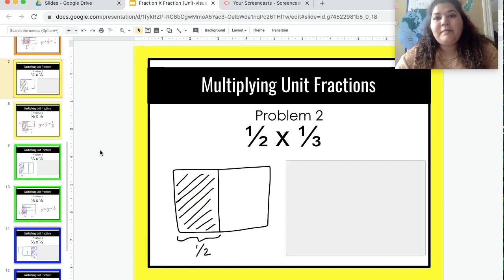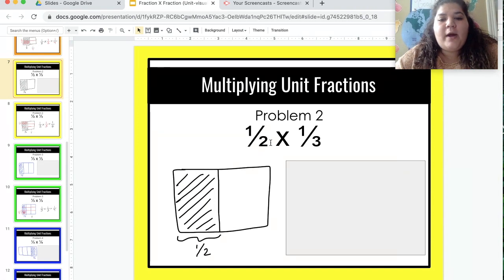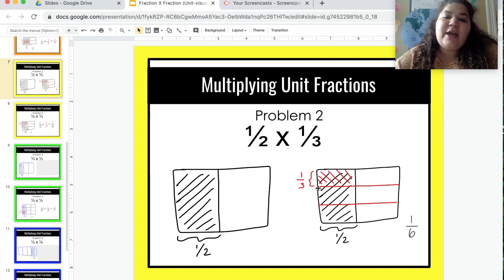All right, problem 2. Problem 2 is 1/2 times 1/3. So again, we still only have half a pan of brownies, but this time, instead of taking half of it to school, maybe you want to take 1/3 of it. So same thing, we draw the 1/2. It doesn't matter which fraction you start off with, but for now, I'm starting with the 1/2. Then I'm going to split it in thirds. You can see these red lines that I drew horizontally, and now there's thirds. So here's 1/3, 2/3, 3/3.